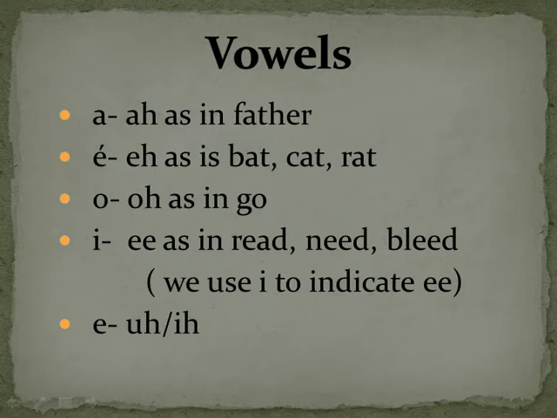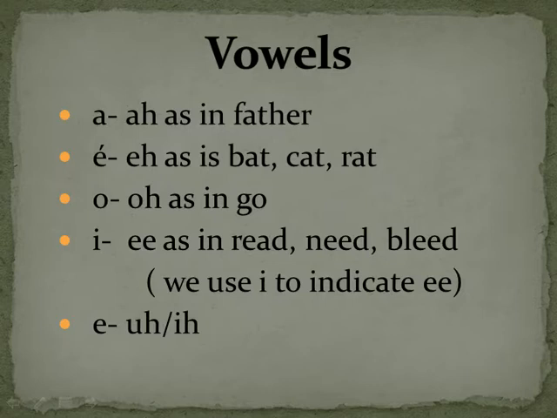And now the vowels. The vowels are probably the most complicated thing in Potawatomi. We have the A sound, which is ah, as in father. The E with a little diacritical mark on it is eh, as in bat, rat, or cat. We're not always real good about putting these down, but they tend to help students, so when we can, we try to add that diacritical mark.